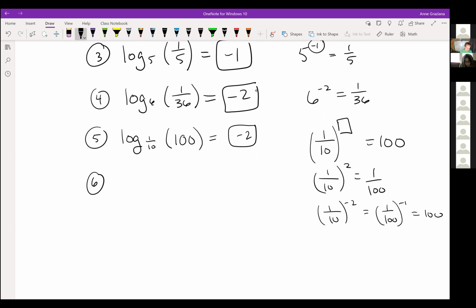Ooh la la. Okay, how about this one? Log base 10 of 0.01.